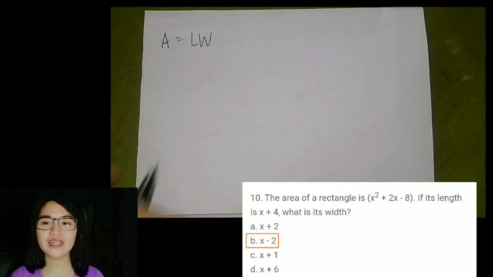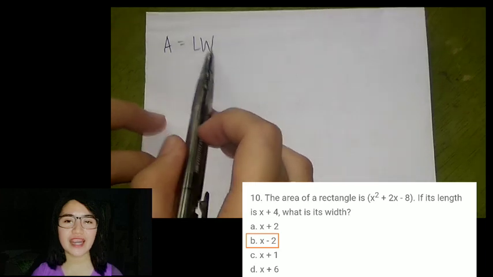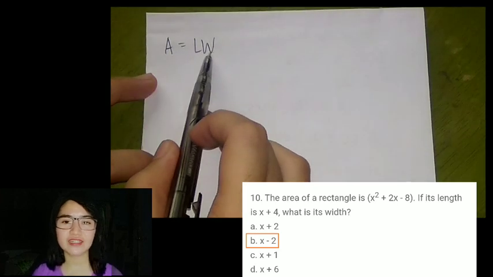The area of a rectangle is x squared plus 2x minus 8. If its length is x plus 4, what is its width? Ang formula in getting the area of a rectangle is length times width. But since ang nawawala sa problem ay yung width, ang first step muna natin kailangan gawin is mag-derive ng formula para makuha natin yung width.